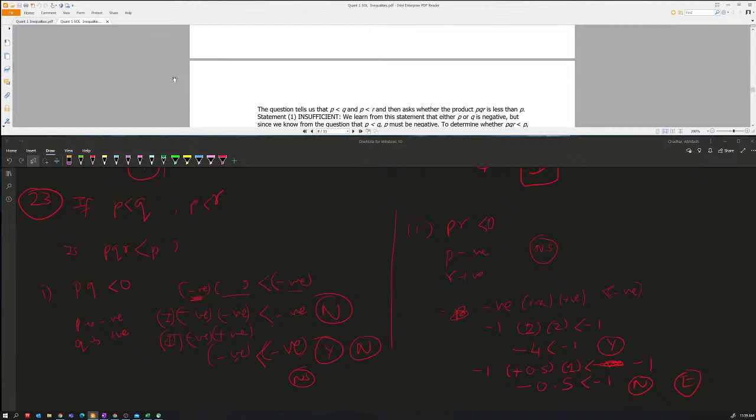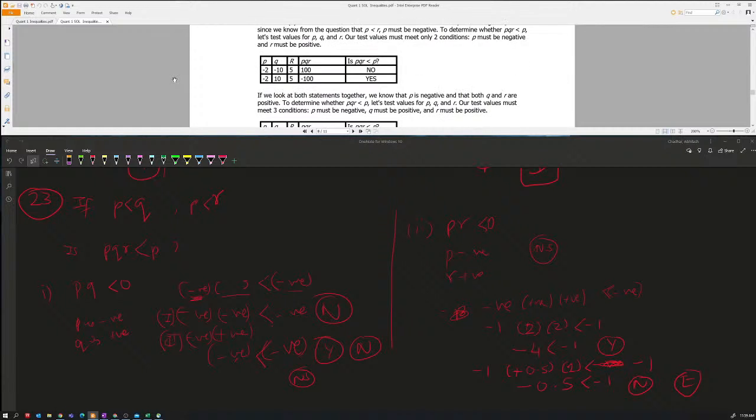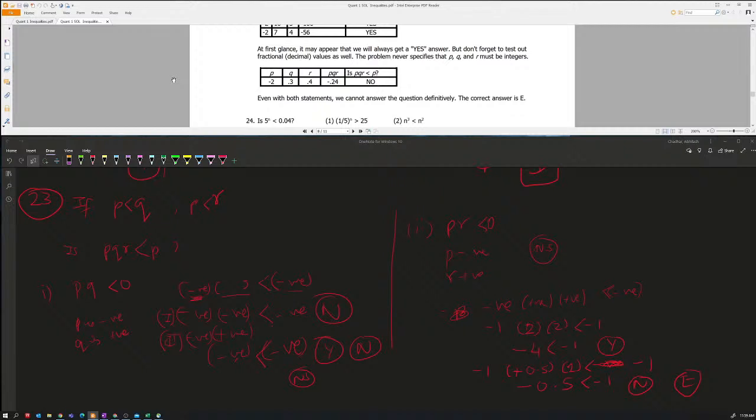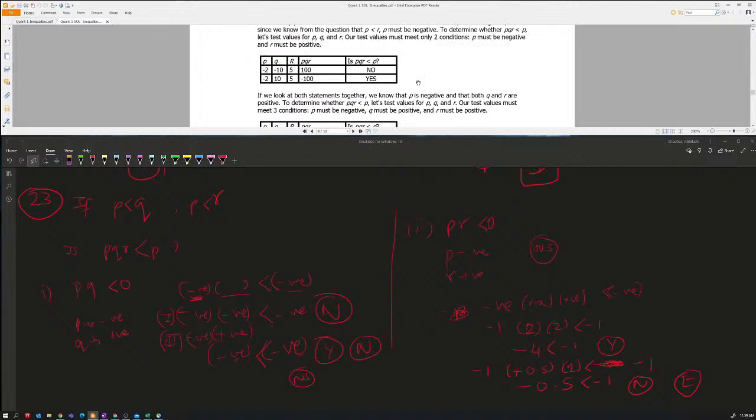Let's see, what does it say? Okay, so there are a lot of tables. Answer is E, right? Awesome.